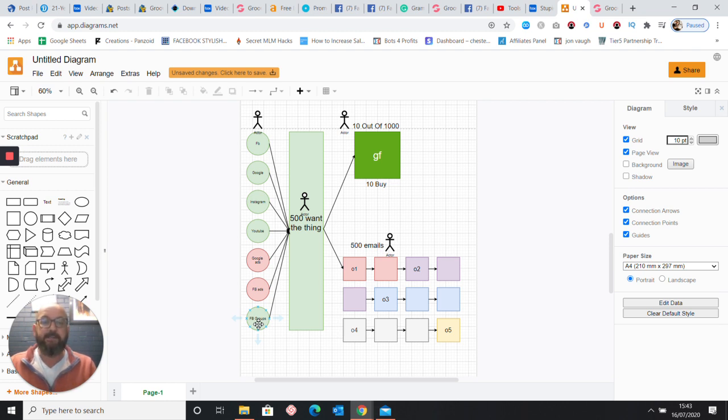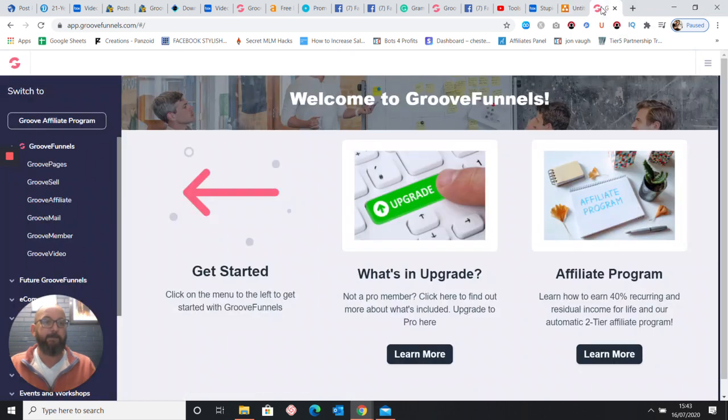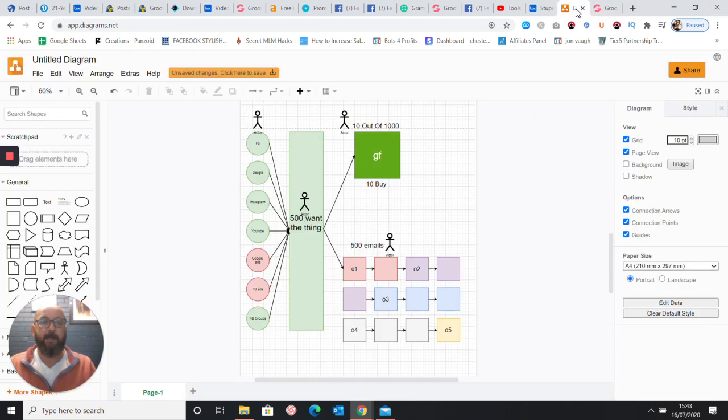For example, say this Groovefunnels company has come out here. What I want is to find people who might like Groovefunnels. So the first thing I'm going to do, for the likes of groups, is target the likes of Builderall, ClickFunnels, Leadpages, anybody else who does funnels that they might not be happy about. And I'm going to offer them a bonus.